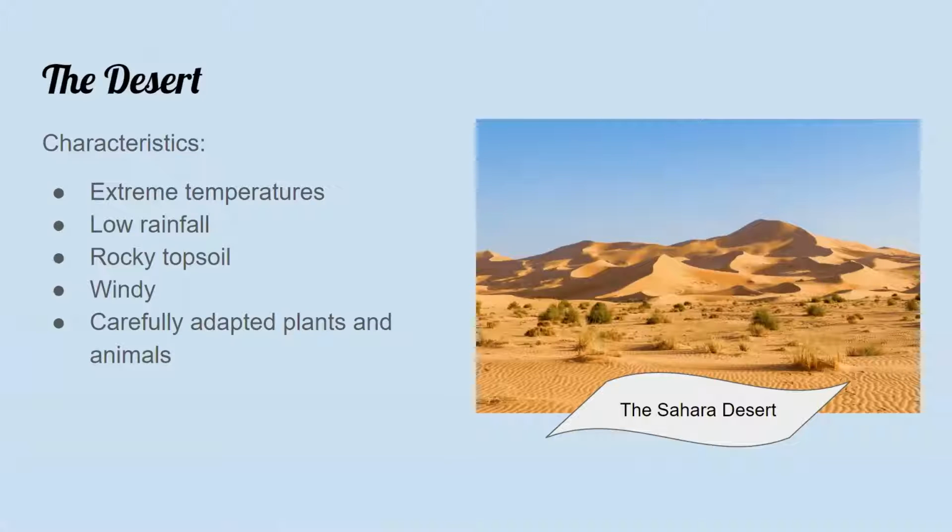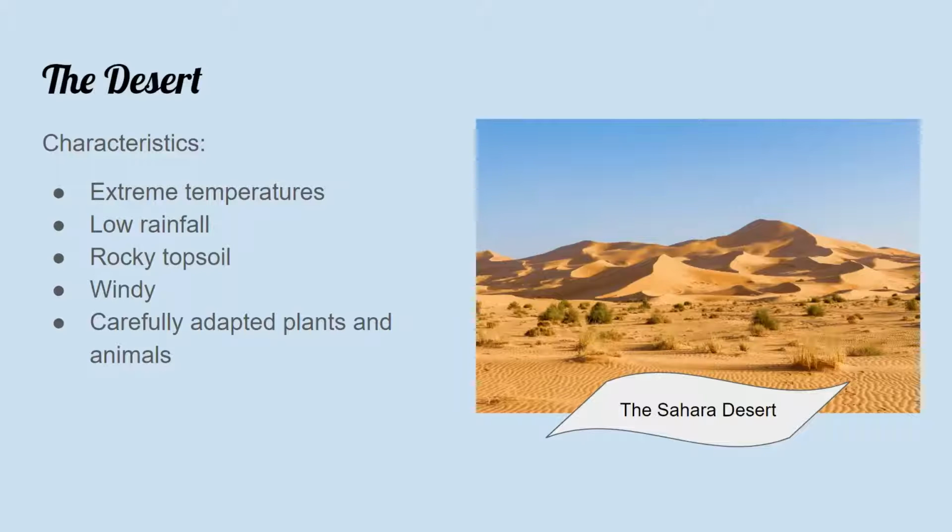With the desert, there are a few defining characteristics. The first is extreme temperatures. These can reach upwards of 120 degrees Fahrenheit, and in some areas, it can then plunge to freezing or well below at night. There's also very low rainfall. They'll average about 20 inches or less a year.